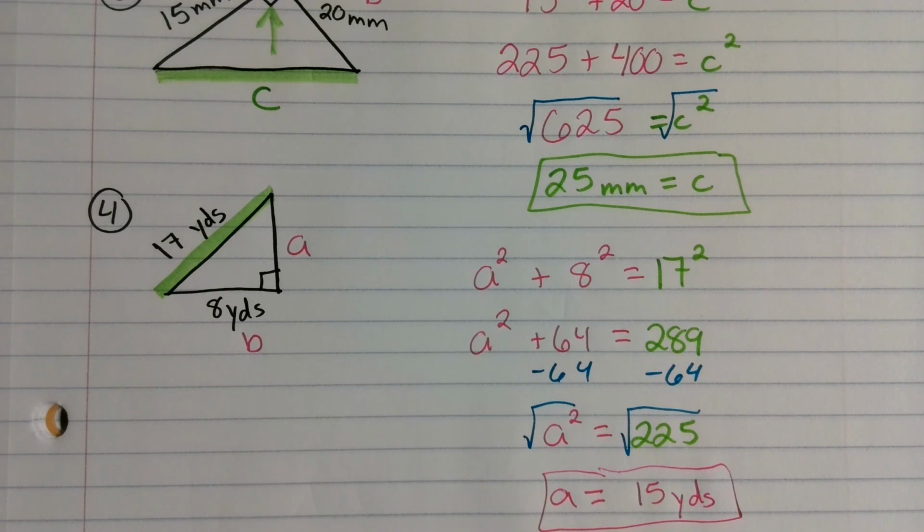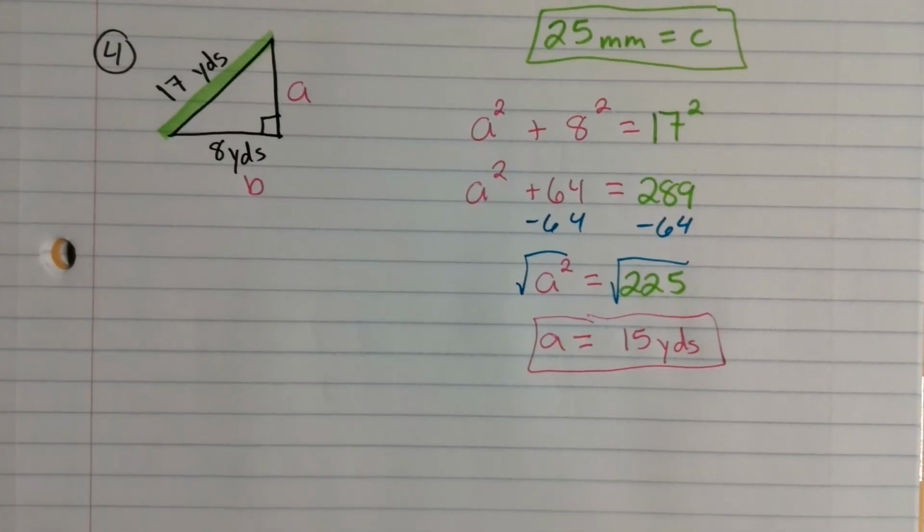It's pretty easy. When you're doing your homework, you just have to make sure that you're reading carefully between whether they want you to find just the missing measurement or find area or perimeter in that case.